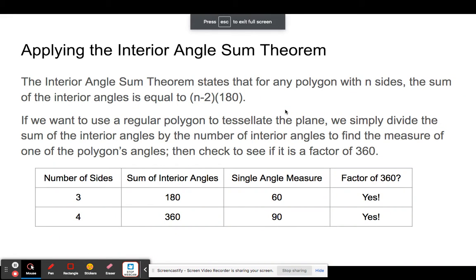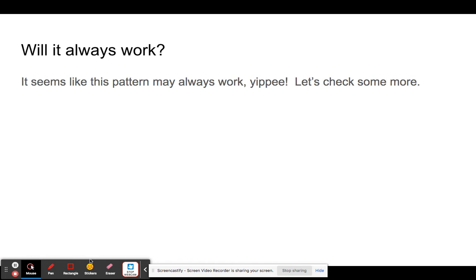So does a regular quadrilateral tessellate the plane? We'll see, but according to the angles, it sure does. It's a factor of 360. So, will this pattern always work? Do all regular polygons tessellate the plane? Because it seems like it works.